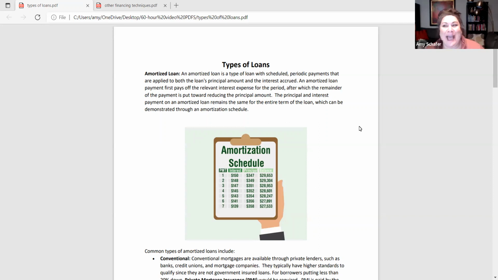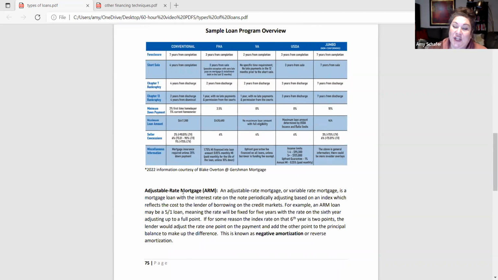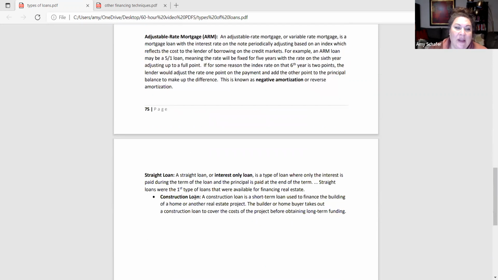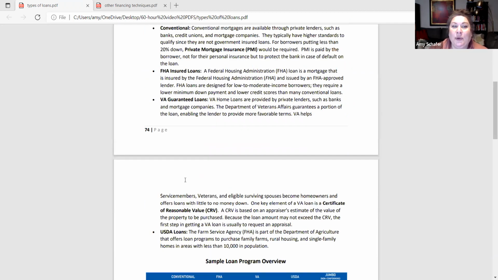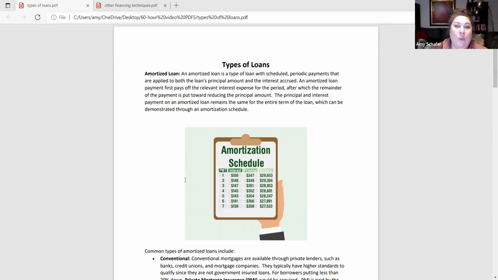Let's talk about three basic types of loans here. The first one is going to be an amortized loan. The second one is going to be an adjustable rate mortgage. And the last one that we discuss is going to be a straight loan. I'm going to go through some common loan types that you will definitely get experience with when working with these types of loans.